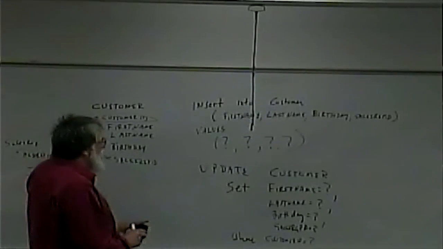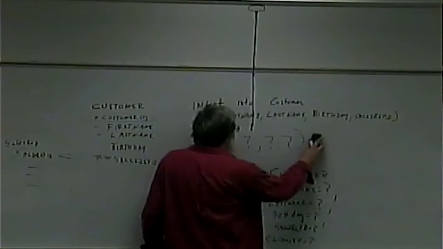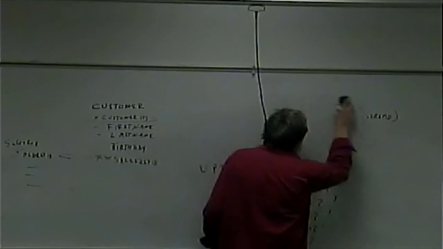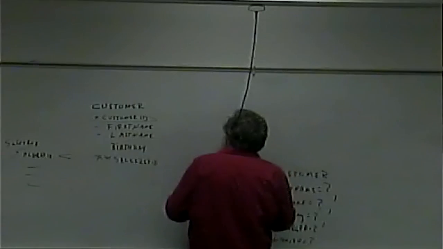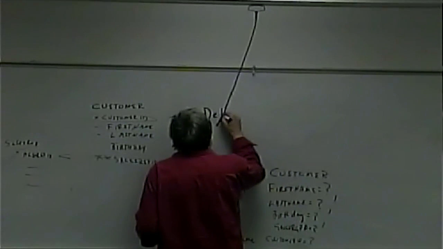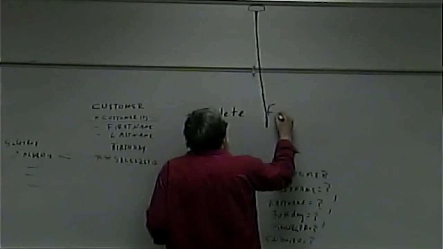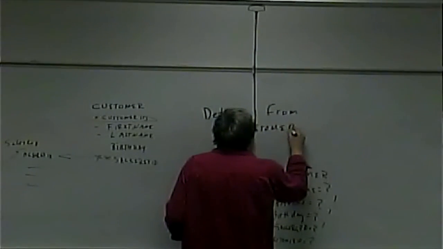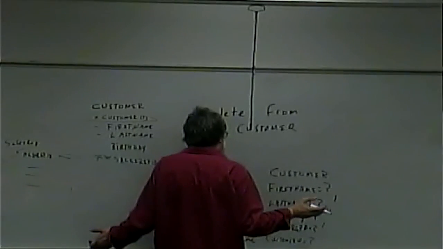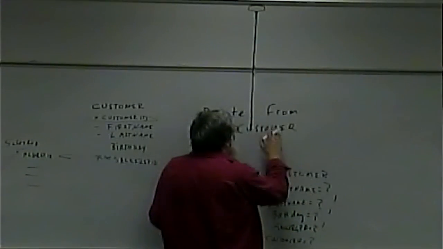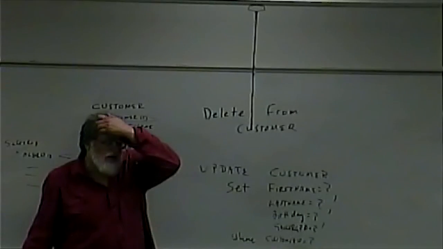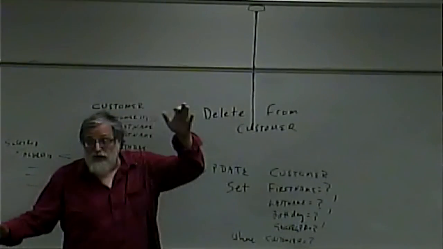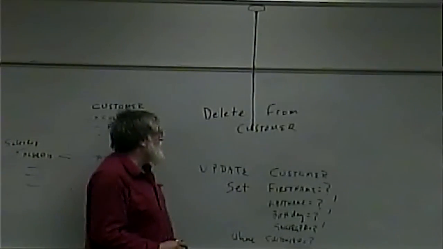Lastly, the delete statement. The simplest of them all, but the most dangerous of them all, because you're getting rid of stuff, right? You delete an entire row, all right? So there's no columns listed here. I don't say delete and then supply the name of columns. I'm deleting the entire row. So when I do a delete, I'm deleting everything.